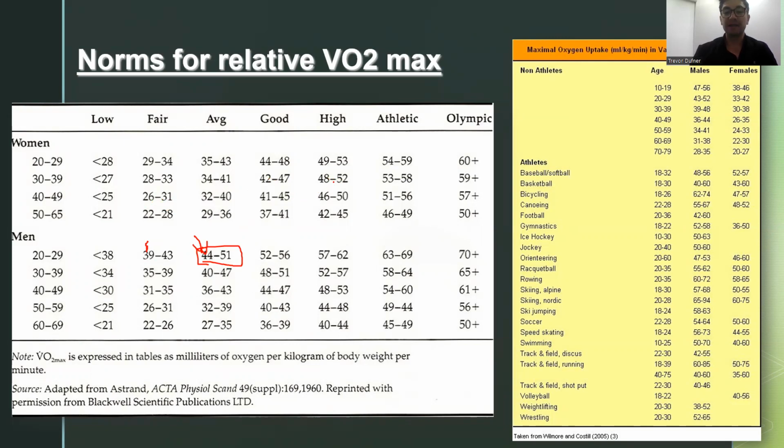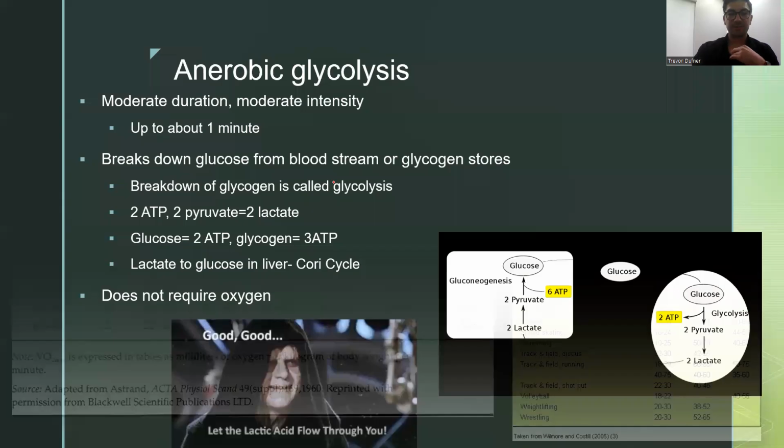So her VO2 max per kilogram of body mass is higher than mine. So her relative VO2 max is higher. But since I'm a much larger individual, I would imagine that my absolute VO2 max is higher. Just because I'm larger, I need more oxygen, but her muscle cells are actually more efficient at utilizing that oxygen.